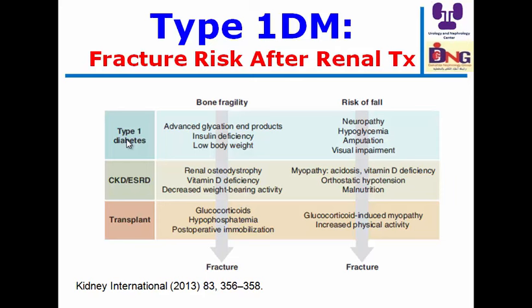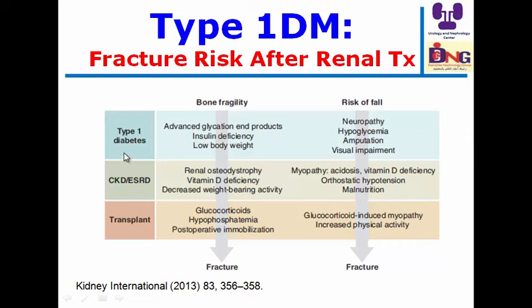An interesting data point is that type 1 diabetes mellitus may be complicated with fracture, and it increases fracture risk after renal transplantation. Why? Because these patients are more prone to bone fragility and risk of fall. So why is there increasing risk of bone fragility? This is because of the environment of type 1 diabetes, or superimposed chronic kidney disease factors, or even transplant factors.